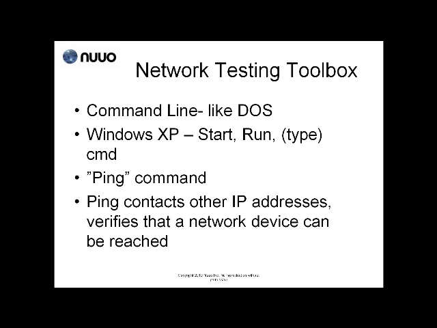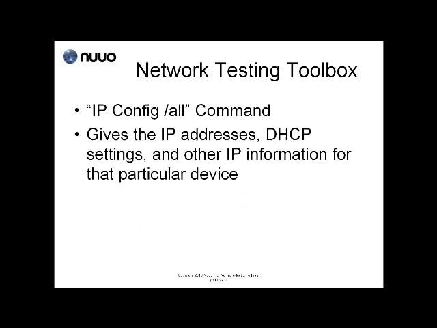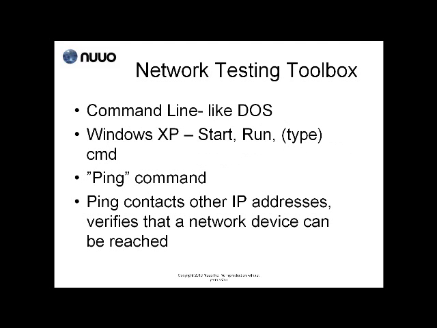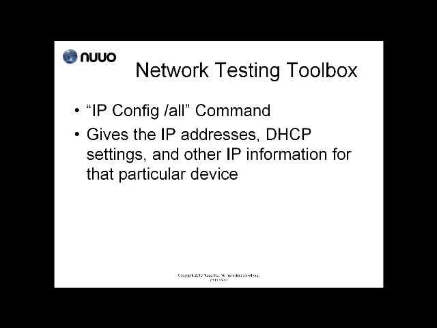And the command line is accessible in Windows XP by going to Start, clicking Run, and then typing in CMD, Charlie Mary David. And what that's going to bring you to is the command line. We're going to use three commands today. One is the ping command. The other one is the ipconfig /all command, and that gives us IP information. And we're also going to use traceroute. And I'm going to show you how to use that just a little bit later.